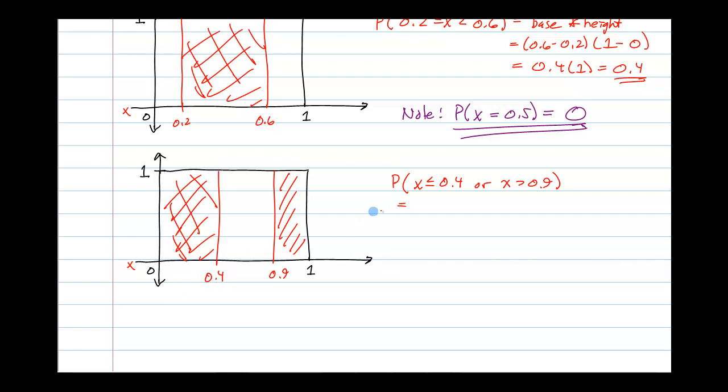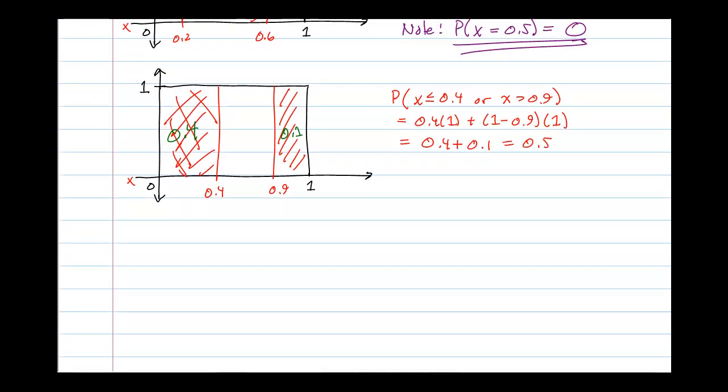Well, the base of this one is 0.4, the height is 1. The base of this one is not 0.9, it's 1 minus 0.9, so it has basically a base of 0.1, and its height is 1. So I get 0.4 plus 1 minus 0.9, which is 0.1 times 1, is 0.1, so I get 0.5. So this area was 0.4, this area was 0.1, and I add them together. And then of course you can look at complements as well, and complements really make all this a lot easier.